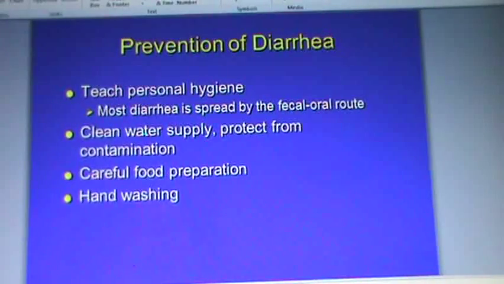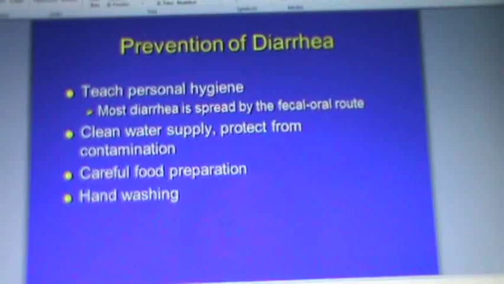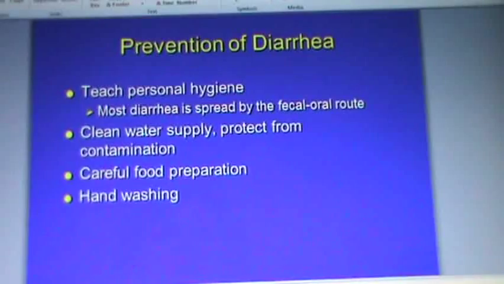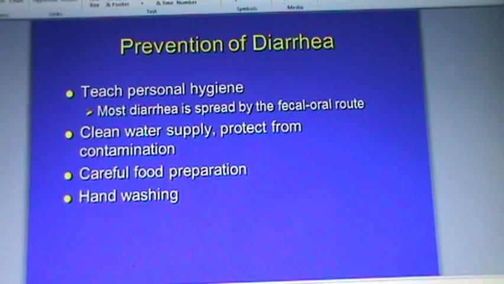Prevention of diarrhea: you teach personal hygiene. Most diarrhea is spread by the fecal-oral route. How many people do you see in these bathrooms today that go to the bathroom in public places and come out and don't wash their hands? They look at their face in the mirror and they take off. And if these are food handlers, well, clean water supply, protected from contamination, careful food preparation, and hand washing. Hand washing ought to be at the top of that list.